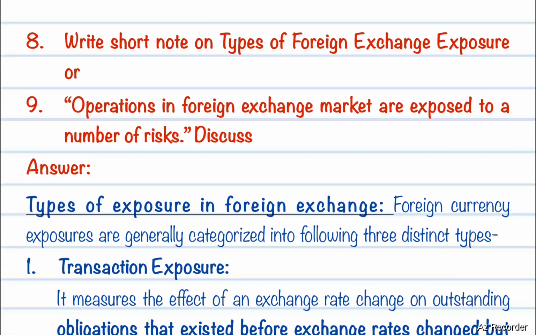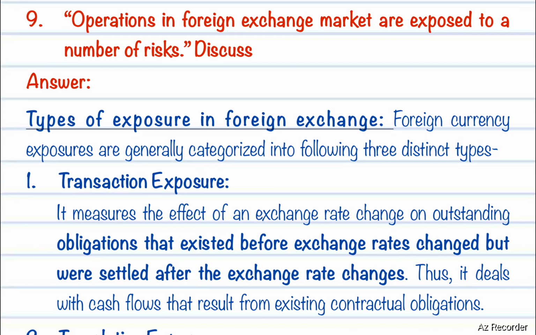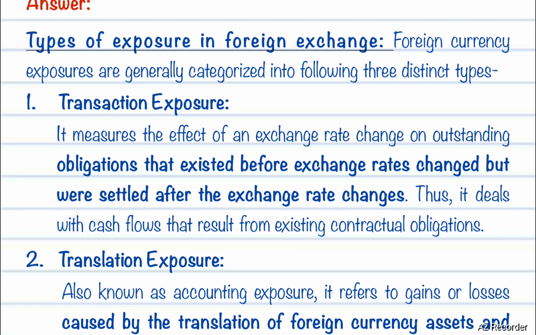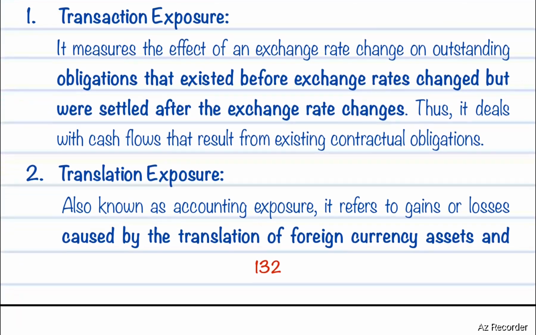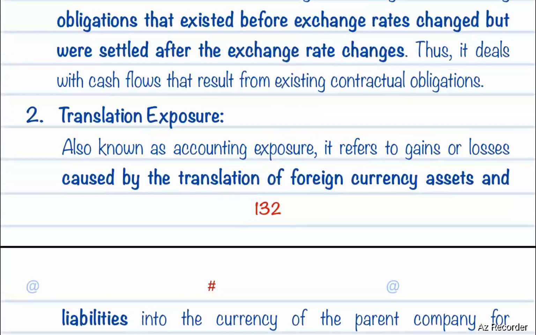Write short notes on types of foreign exchange exposures. Operations in the foreign exchange market are exposed to a number of risks. Discuss types of exposures in foreign exchange. Foreign currency exposures are generally categorized into the following three distinct types. First, transaction exposure. Second, translation exposure. Third, operating exposure.